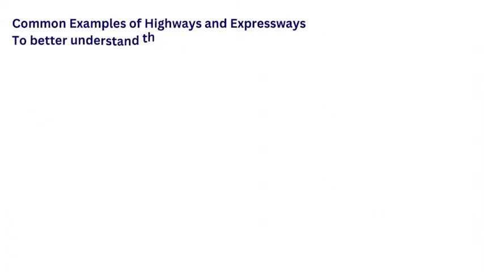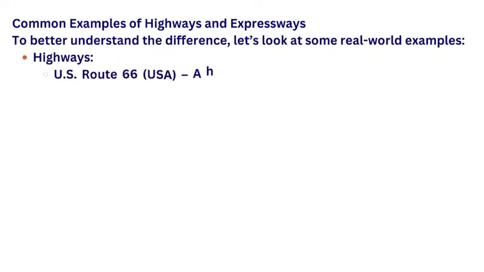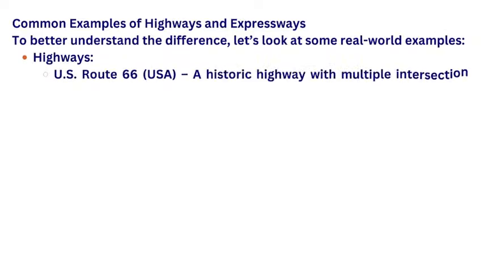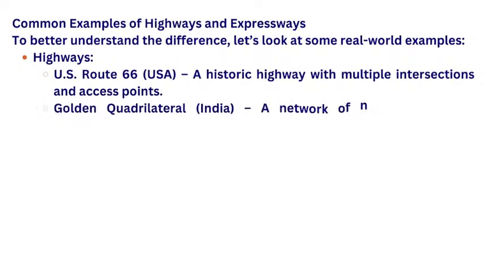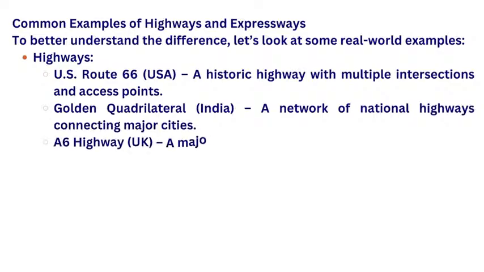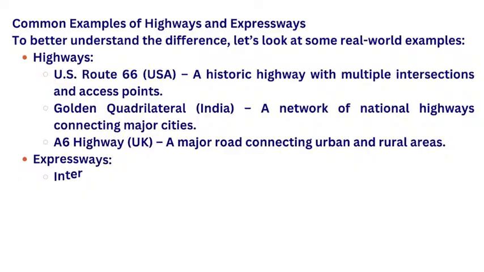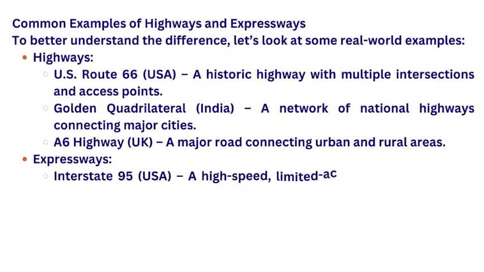To better understand the difference, let's look at real-world examples. Highways: US 6, USA, a historic highway with multiple intersections and access points. Golden Quadrilateral, India, a network of national highways connecting major cities. A6 Highway, UK, a major road connecting urban and rural areas.